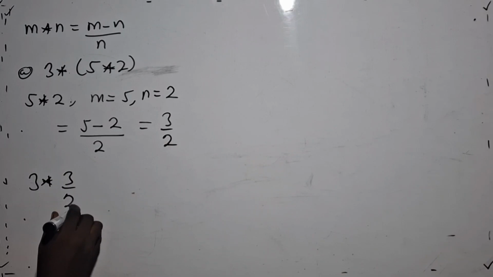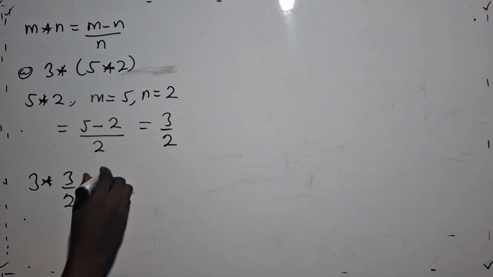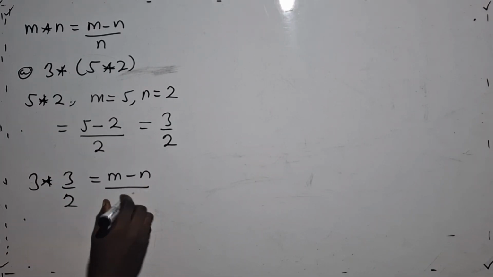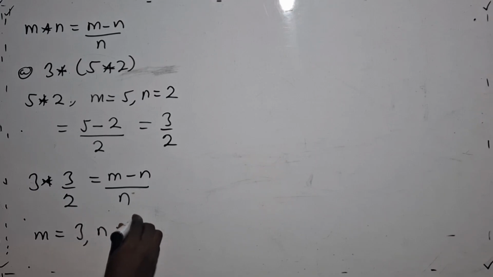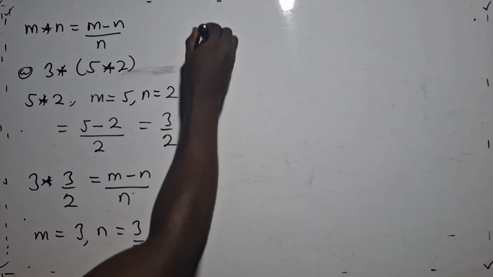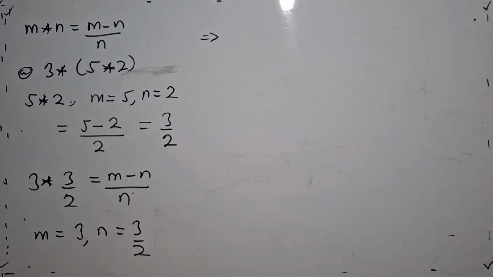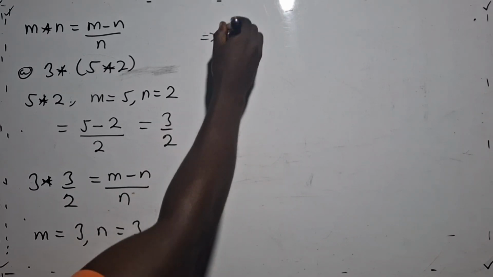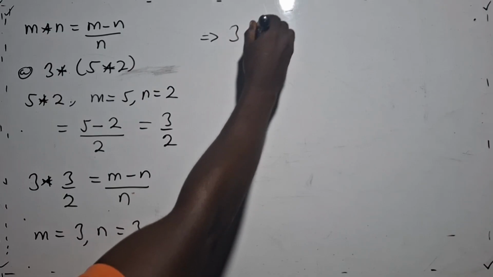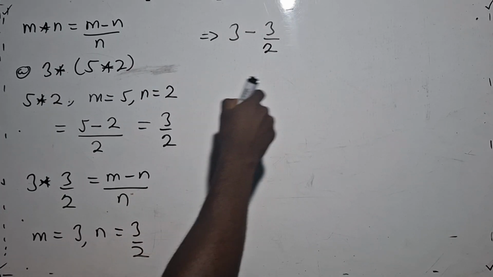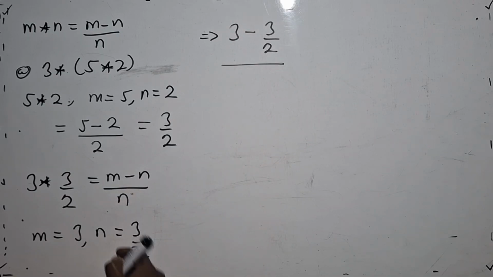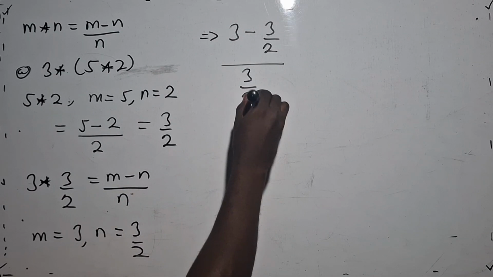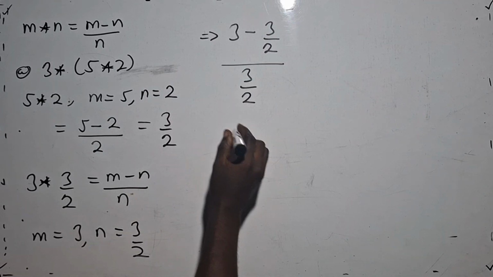operation 3 over 2 with the rule m minus n all over n. So here my m is 3, then my n is 3 over 2. Follow closely as I continue here. So m minus n. So m is 3 minus n, n is 3 over 2. Let me solve this first, all over n, 3 over 2. These are subtracting, so I'll solve it, then I'll divide by this answer.